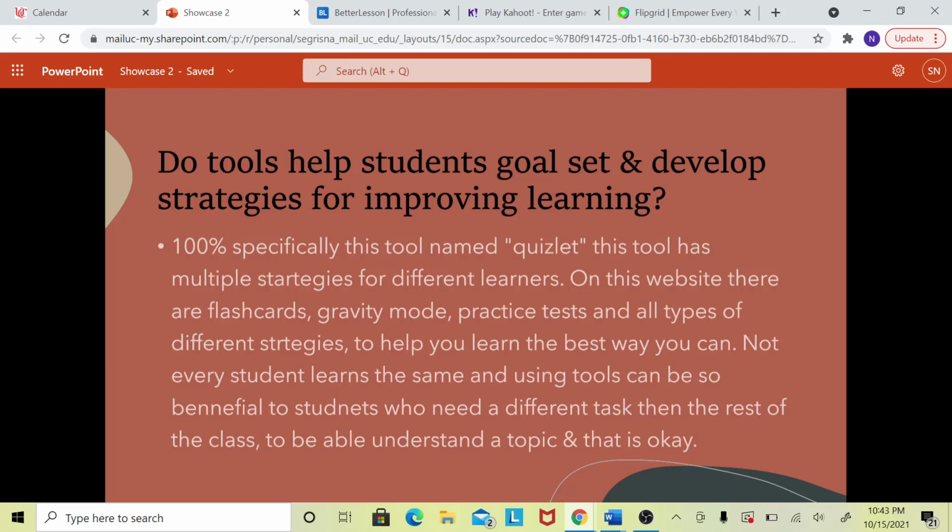Not every student learns the same, and using tools can be so beneficial to students who need a different task than the rest of the class, just to be able to understand a topic, and that's okay. And I feel like other students should be able to have different resources in the same location, and that would be Quizlet.